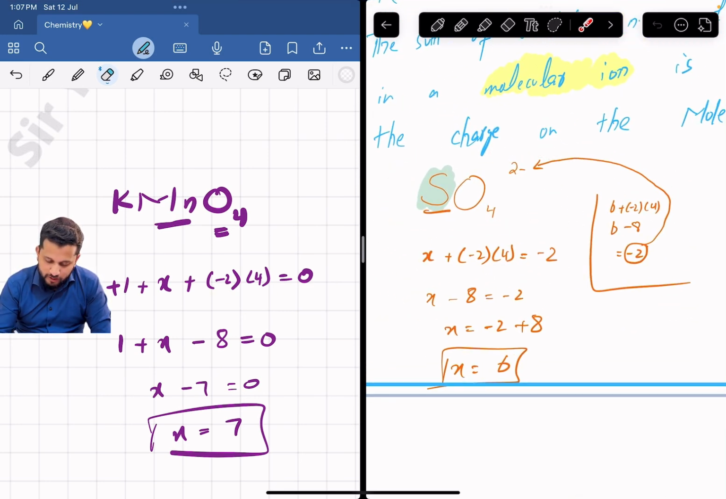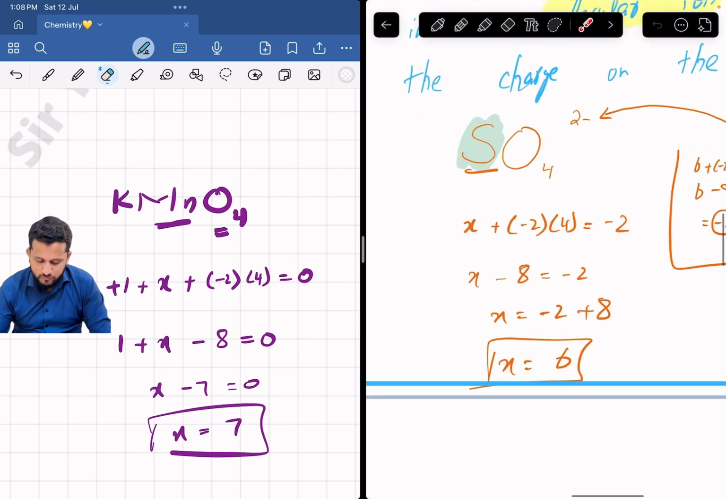So this is the molecular ion and the oxidation number of sulfur is 6. And the oxidation number for oxygen is -2. So 6 minus 2 times 4, minus 2 times 4 equals -8. 6 minus 8 equals -2. And you can see that this charge is because of oxygen and sulfur. This charge is not on the oxygen. So by using this rule, we can find out the oxidation number of each element in a molecular ion.